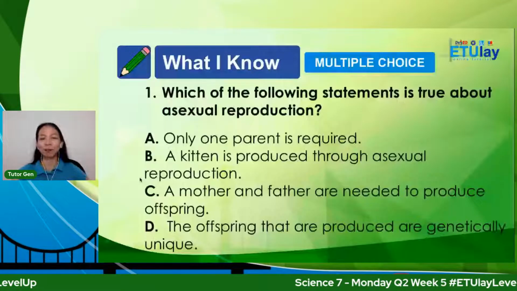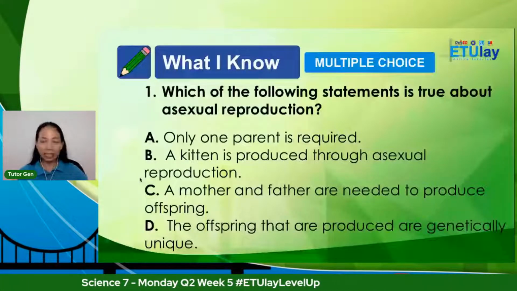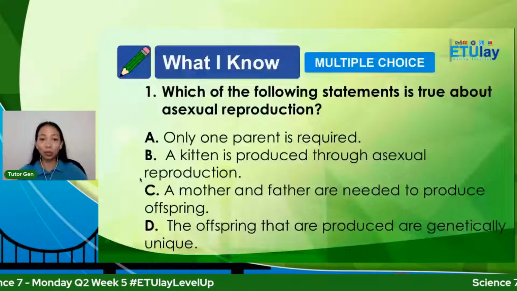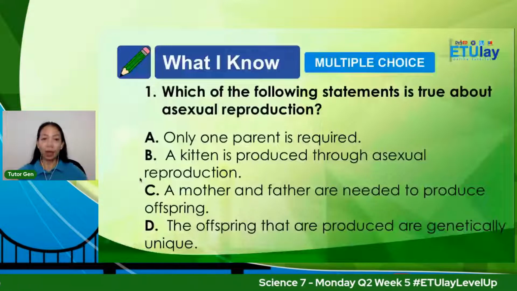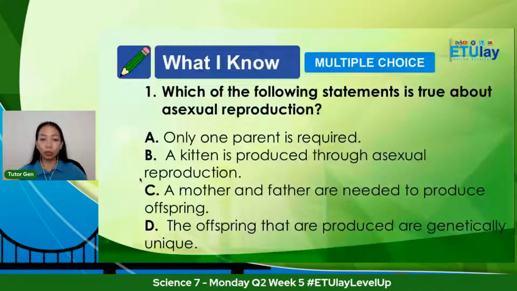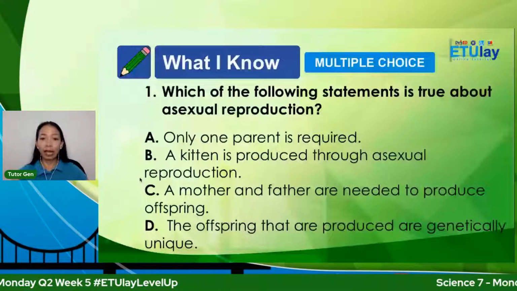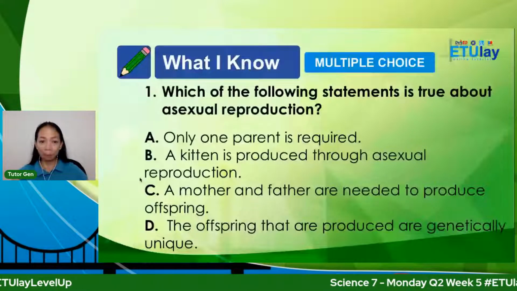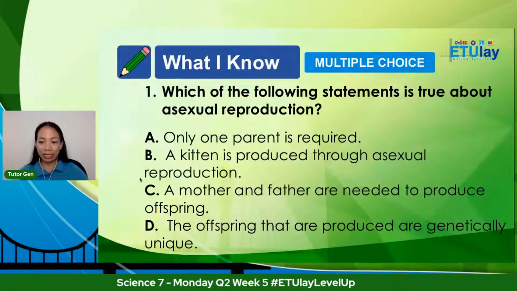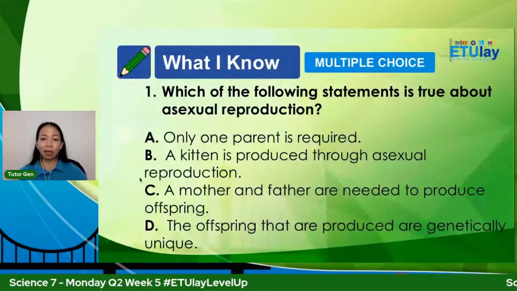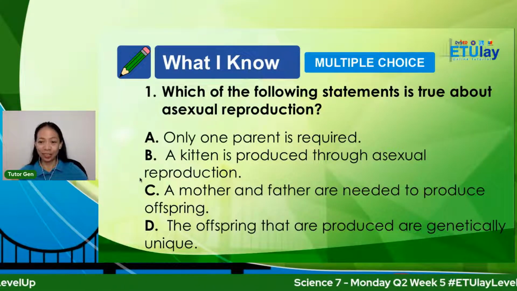Question number 1. Which of the following statements is true about asexual reproduction? A, only one parent is required. B, a kitten is produced through asexual reproduction. C, a mother and father are needed to produce offspring. D, the offspring that are produced are genetically unique. So which of these statements is true about asexual reproduction?